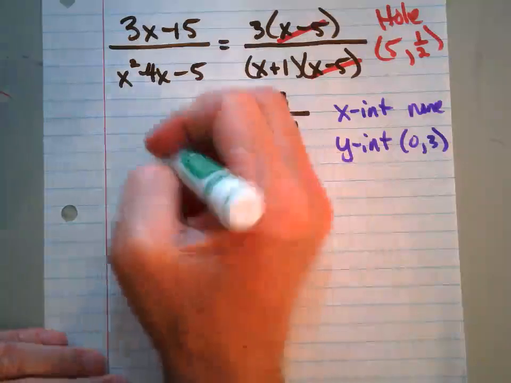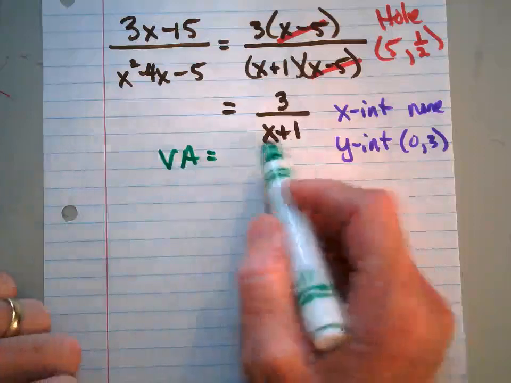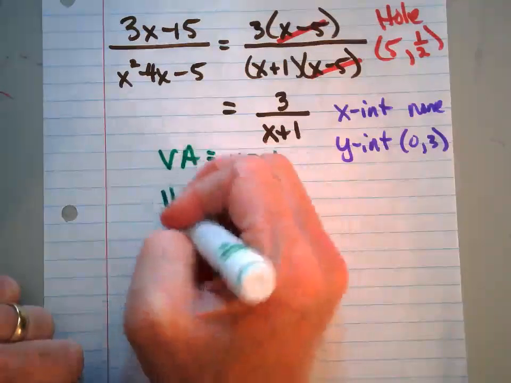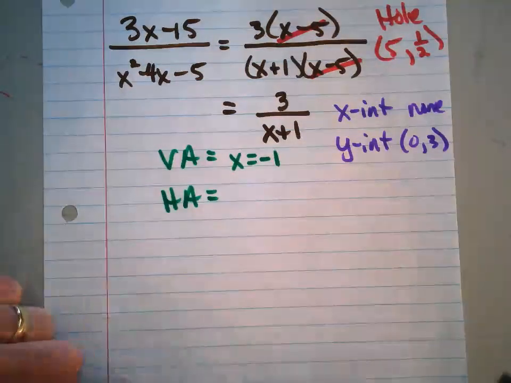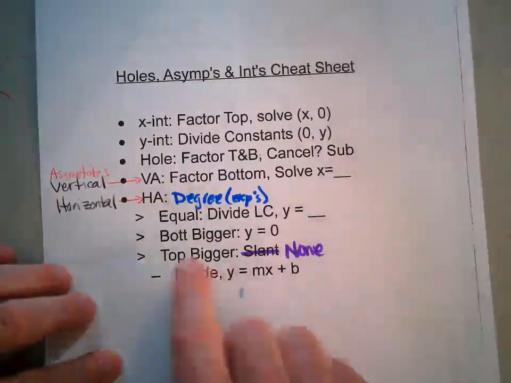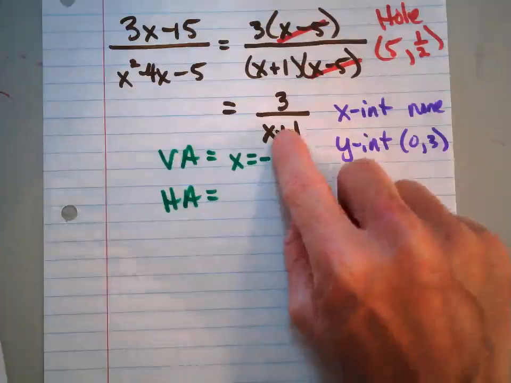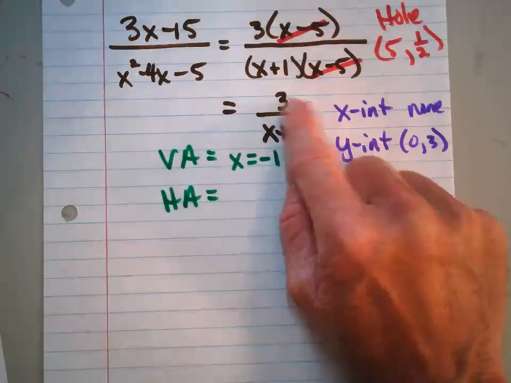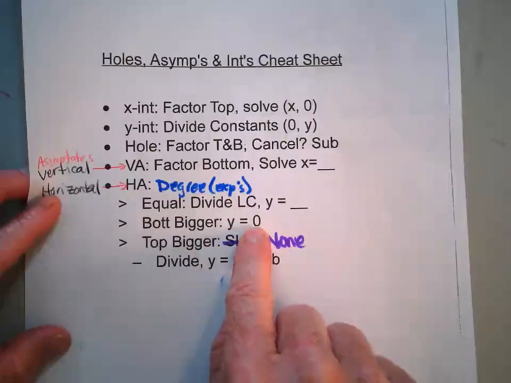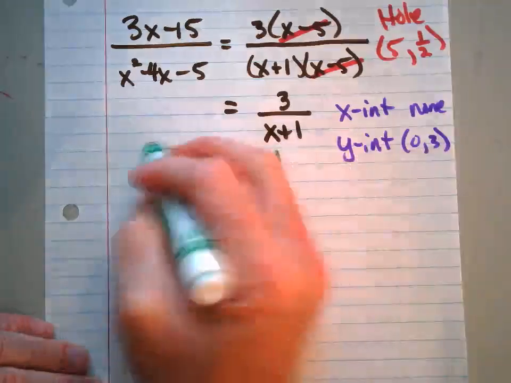Get to our asymptotes. Vertical asymptote comes from the bottom, so we solve the bottom. You get x equals negative 1. Horizontal asymptote. Let's check this out because we haven't seen this today. If the bottom degree is bigger, and that's what we have here, the degree on the bottom is 1. The degree on the top is 0. There's no x's on the top, so it's 0. So if the bottom degree is bigger, then it's y equals 0. So we have a horizontal asymptote at 0.